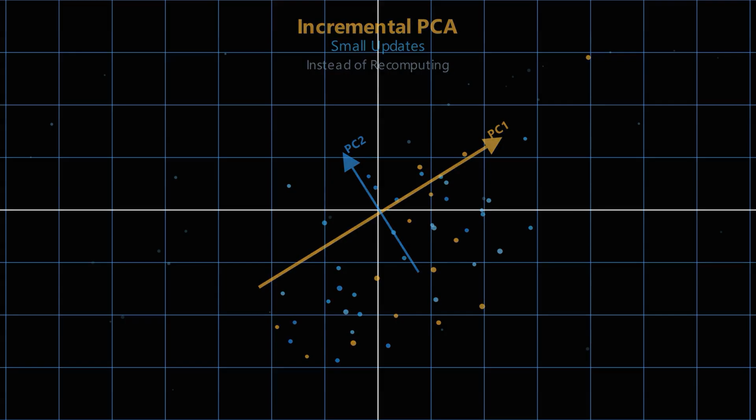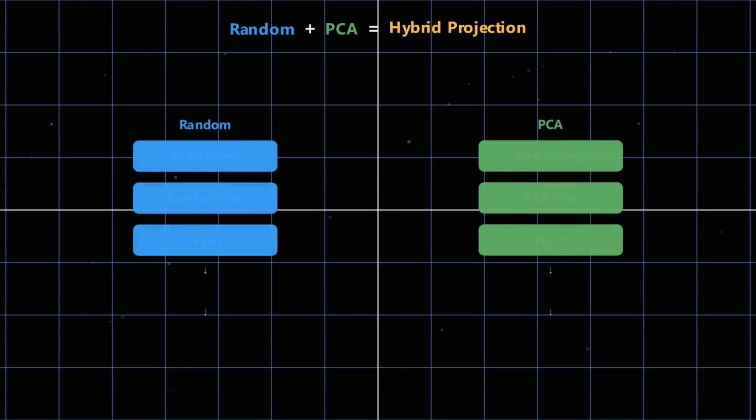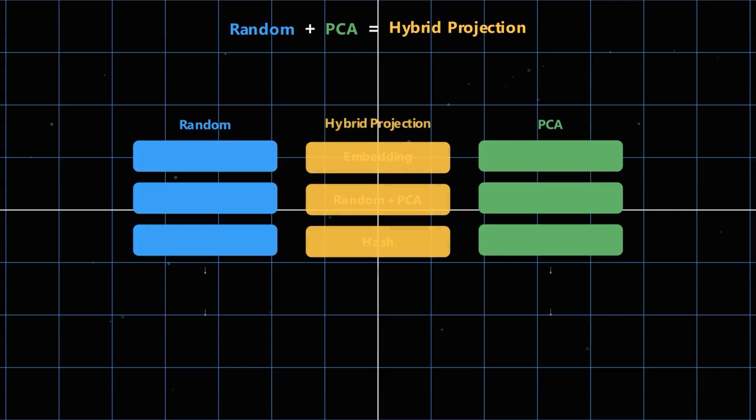One possible idea is to insert incremental PCA before locality-sensitive hashing. Instead of random directions, the hashing process would receive directions that continuously adapt as training progresses. Or maybe replacing random projections isn't even necessary. What if random projections provide exploration while PCA provides stability? A hybrid projection system might combine the strengths of both.